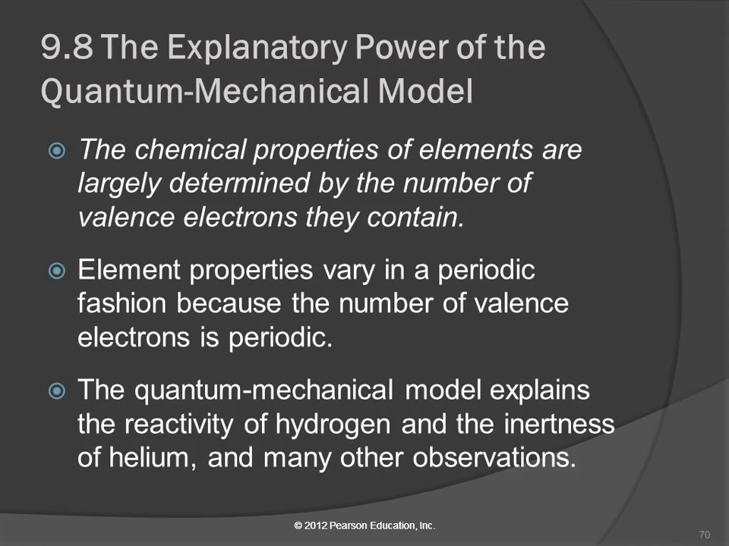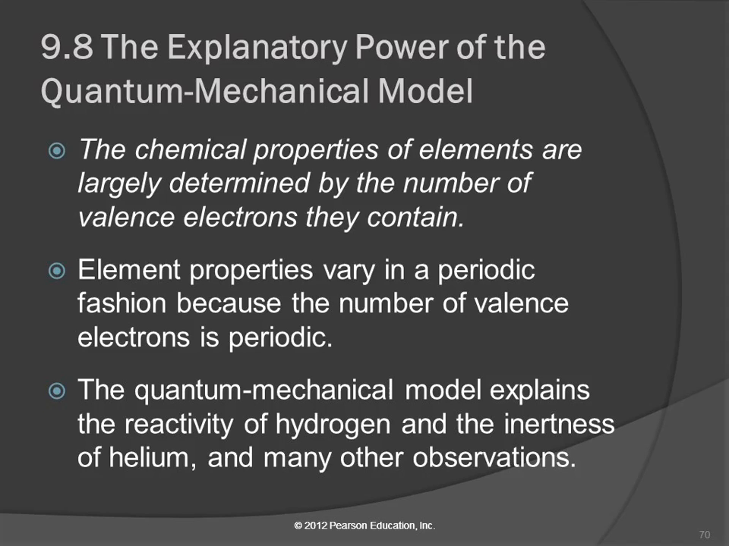The quantum mechanical model explains a lot of the things that we observe about elements. The chemical properties of the elements are largely determined by the number of valence electrons they contain. The reason that the element properties vary in a periodic fashion is because the number of valence electrons is periodic.